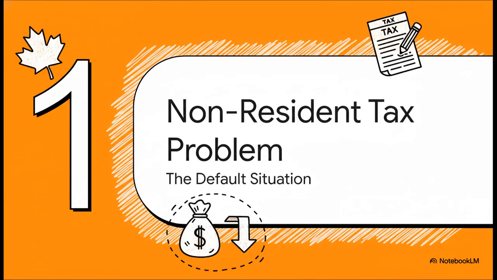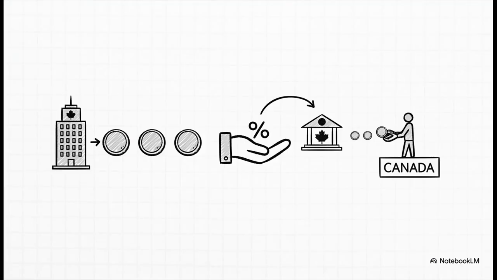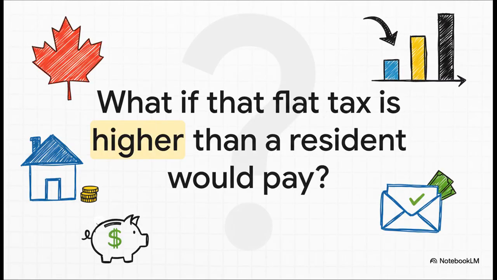To really appreciate why Section 217 is so valuable, you have to understand the standard situation, the default problem. What happens when a non-resident earns certain types of income from a Canadian source? Well, by default, Canada uses a pretty simple system. The Canadian company or institution paying the income has to withhold a flat tax rate off the top and send it straight to the CRA. For the non-resident recipient, that's usually the end of the story. It's clean, it's simple, but as you know, simple in the world of tax doesn't always mean it's the best or most fair outcome. And that's the big question, right?